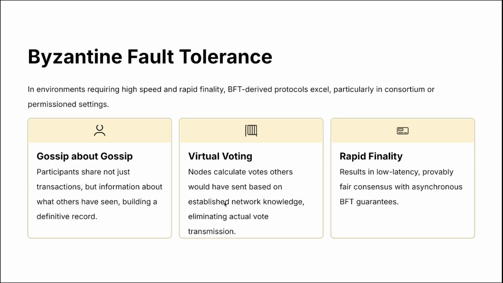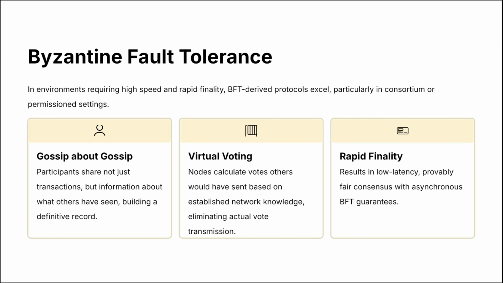All right, now let's talk about BFT, which addresses a fundamental challenge in distributed systems: how to reach agreement even when some participants may be unreliable or malicious. It's especially powerful in permissioned networks where speed and rapid finality are crucial.